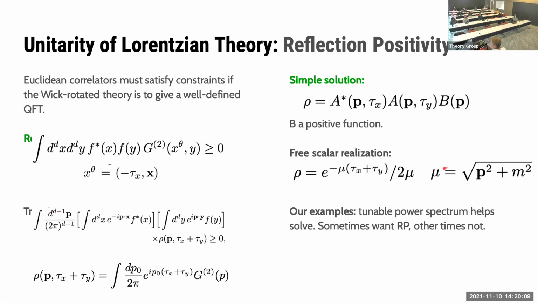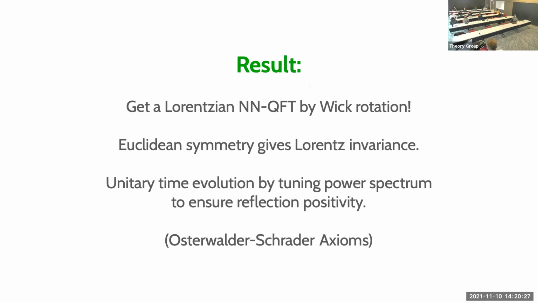The point here is that because our power spectrum is rather tunable, you can make different choices that will give rise to power spectra that may or may not satisfy reflection positivity. In the Gaussian theory, this is related to the existence of a well-behaved Lorentzian continuation. The result is that we are getting a Lorentzian neural network quantum field theory by Wick rotation. The Euclidean symmetry gives rise to Lorentz invariance in that limit, and you get unitary time evolution by tuning the power spectrum to ensure reflection positivity. In the axiomatic approach, these are the so-called Osterwalder-Schrader axioms, which are constraints on the Euclidean Green's functions that are crucial for ensuring that the analytically continued theories satisfy the Wightman axioms.